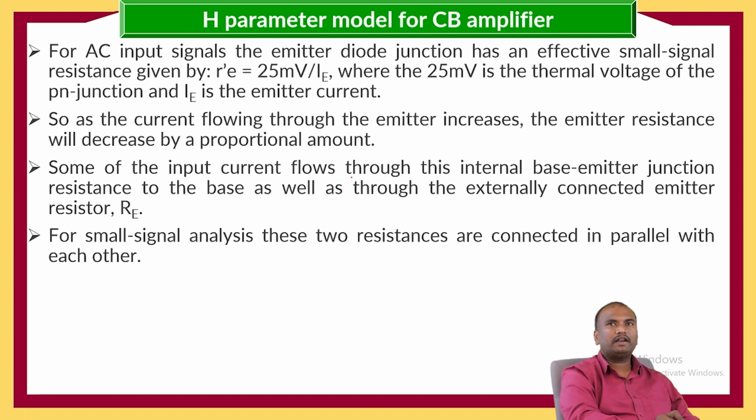Some of the input current flows through this internal base to emitter junction resistance to the base, as well as through the externally connected emitter resistance. Here for small signal analysis, these two resistances are connected in parallel with each other.